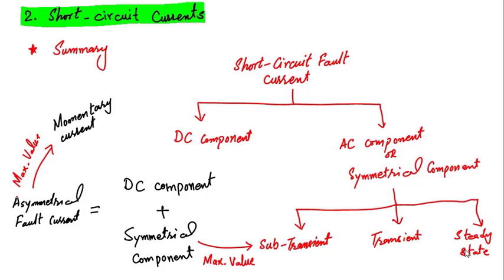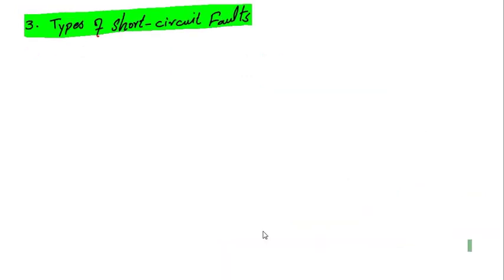So don't get confused between these two things, because when we use fault current analysis for the selection of a circuit breaker, we are going to use these terms: momentary current, sub-transient current, and radial short circuit current, terms like that. I hope I have explained the concept required regarding the short circuit current. Next we discuss the types of short circuit faults.